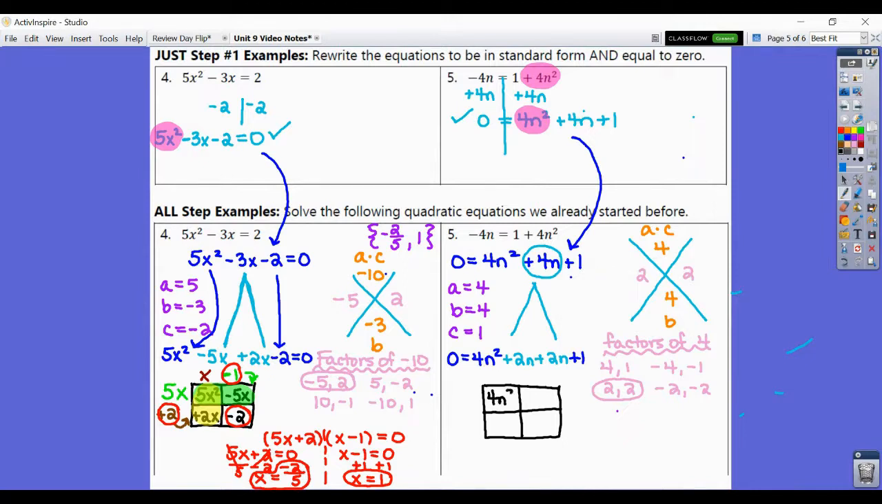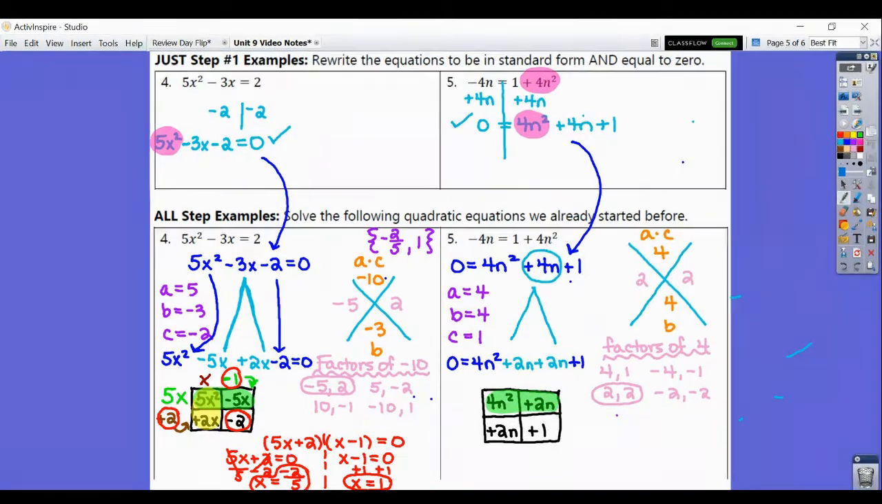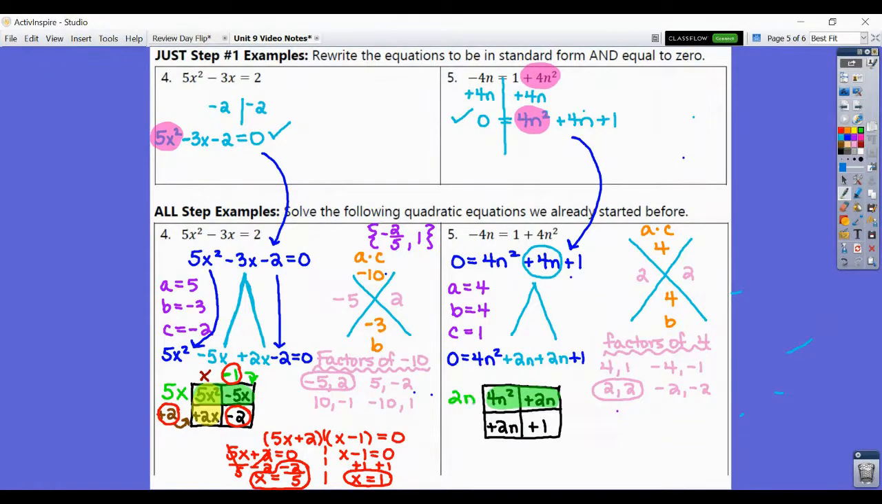First term is 4n squared, second term is 2n, third term is 2n, and then the last term is 1. Again, I look at my first row and divide out what they have in common. That's going to be 2 and an n variable. Let's look at my first column. Divide out what they have in common. 4n squared and 2n are both divisible by 2n. Then we have to see how we get 2n when we multiply it to n. Well, that will just be a plus 1 because we already have the 2n. We just need a 1 there to be multiplied with it.